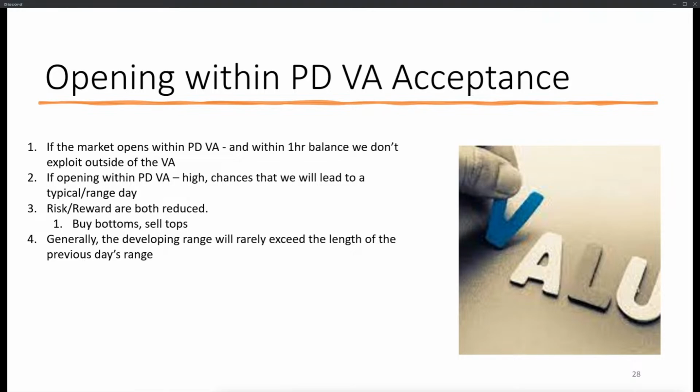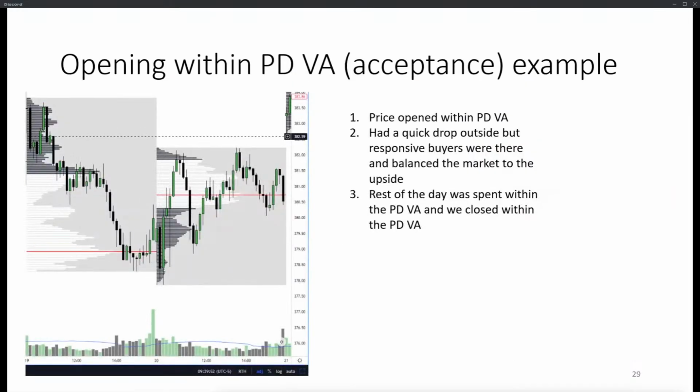I'll draw that. So here's an example with the box. Here's your previous day value area. Then you open, and you kind of lost it, if this is our open, and then you regained it. What did you do the rest of the day? Here's your high of previous day, here's your low, and every time they came back, they stayed within the range.